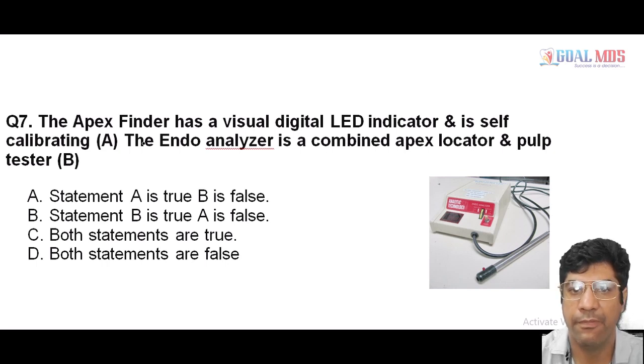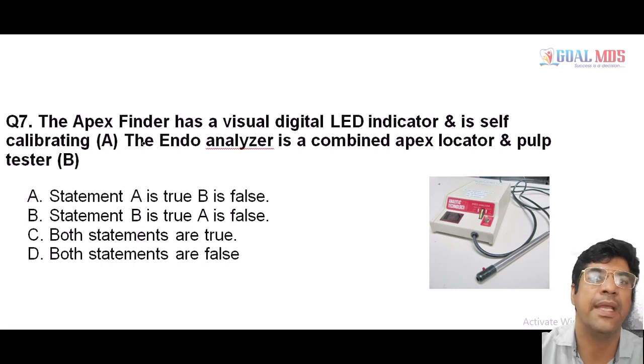So when performing a root canal, an endodontist uses an apex locator to measure the working length of the root canal, and the LED indicator helps to visualize the progress of the instrument as it reaches the apex of the root. So option A is correct.